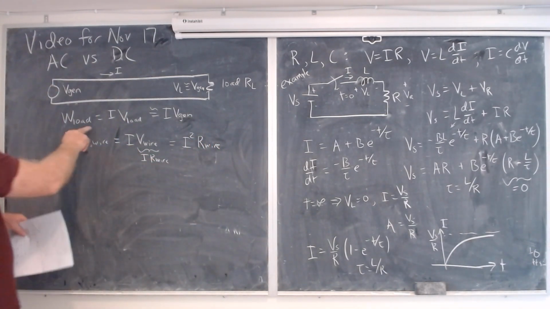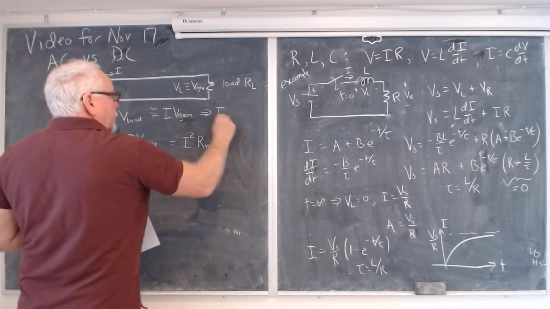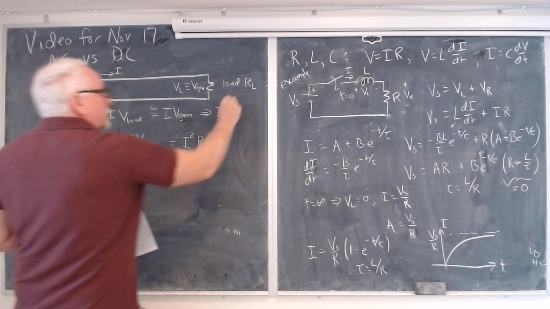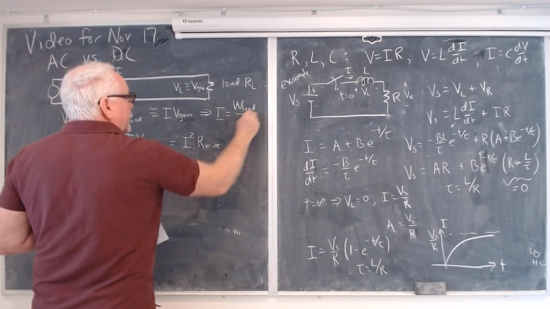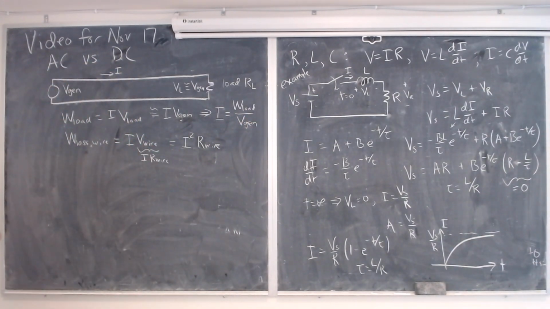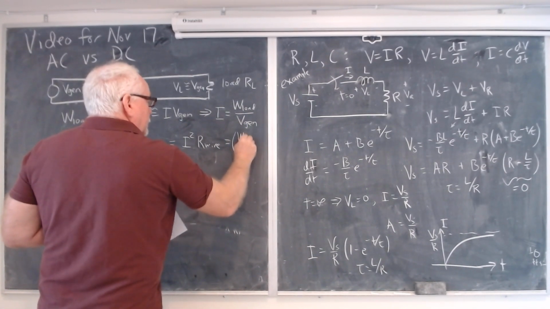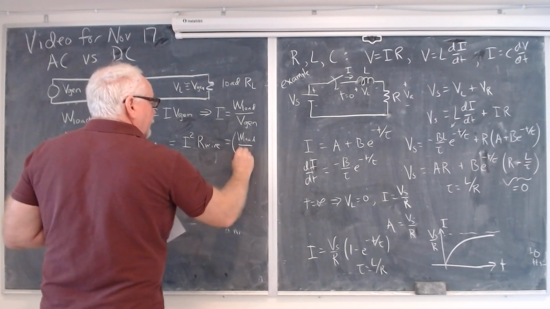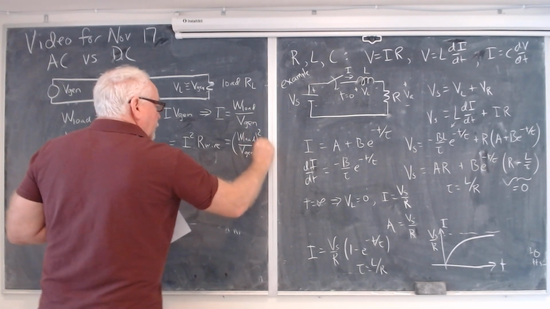Now, look here, what this means is that the current is equal to the power delivered to the load divided by the voltage of the generator. And so the loss is equal to P load over V gen, squared, times the resistance of the wire.